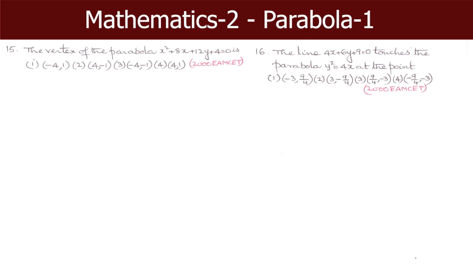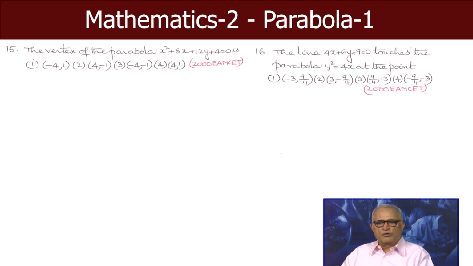Next, 15. The vertex of the parabola x square plus 8x plus 12y plus 4 equal to 0, 2000 EAPCET.